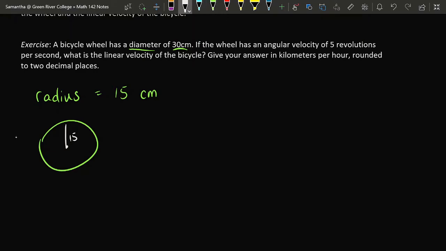So what then is the linear velocity of the bicycle? If the wheel is spinning 5 times per second, how fast is the bicycle moving forward? Let's give our answer in kilometers per hour rounded to 2 decimal places. Now, the first thing that I'm going to think about is how far does the bike move forward when the wheel spins 1 time?